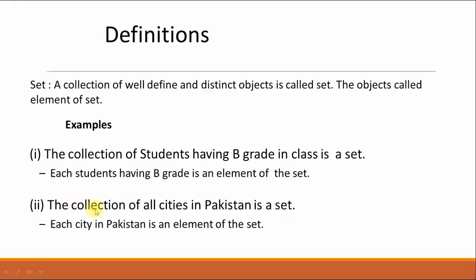Similarly, another example, the collection of all cities in Pakistan, so this is a set. The description is well defined and distinct. If we say the collection of all cities, then this description is not well defined. But the collection of cities in a specific country, Pakistan, is now well defined and distinct. So this is a set, and each city in Pakistan is an element of the set.